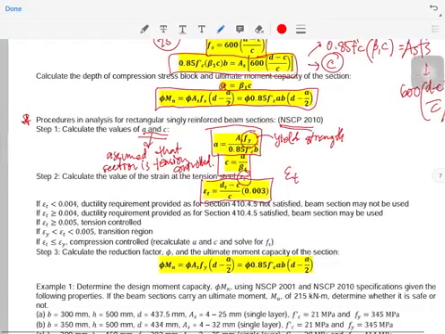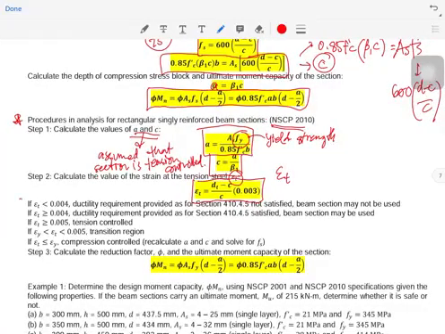So now we need to check the ductility requirement. Using these two conditions here, if your strain at the tension steel, epsilon sub t, is less than 0.004, then the ductility requirement provided in section 410.4.5 was not satisfied. Therefore, the beam section may not be used. So there would be changes that must be made on some properties of your beam, maybe the dimension, the diameter of the bar, the property of the bar, or the property of your concrete.